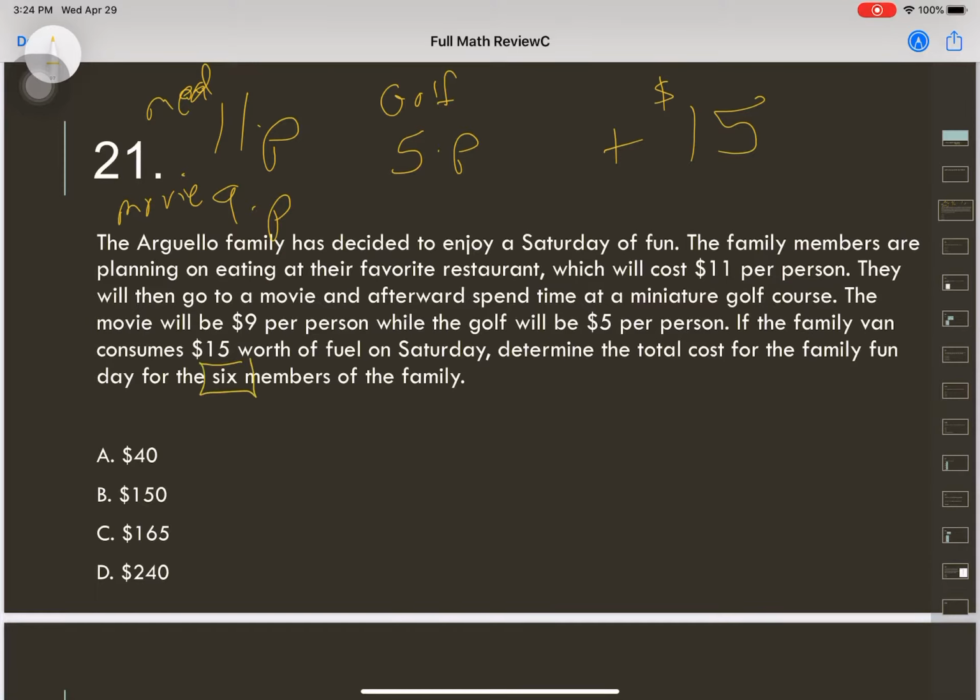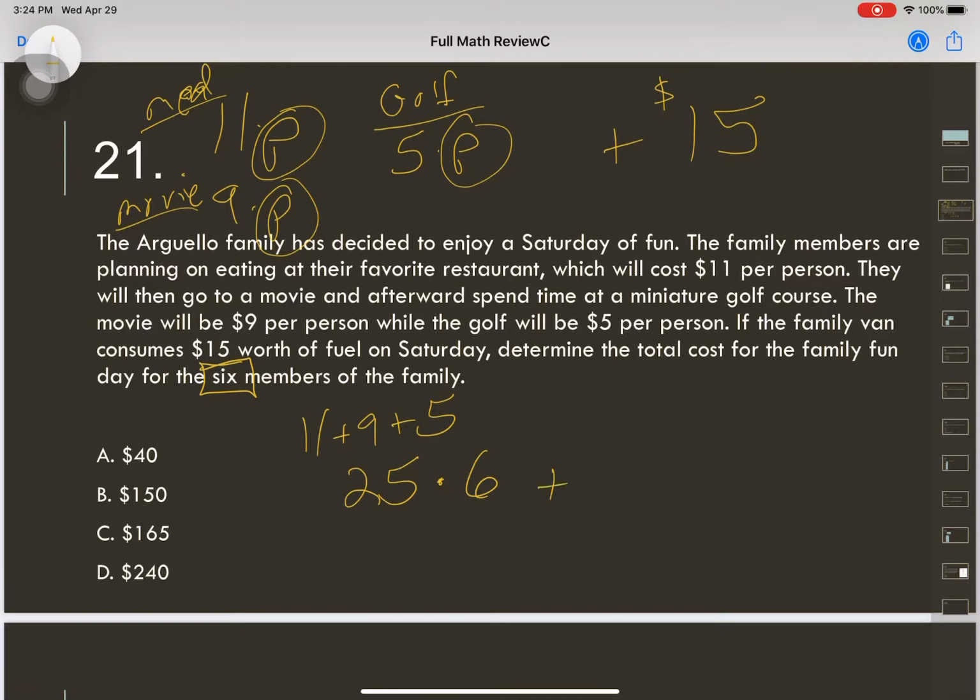Notice again, they wrote the word 6 and did not put in the number 6. So there are 2 ways to do this. You can put a 6 here, and a 6 here, and a 6 here, or because you know everybody's going to eat, everybody's going to the movies, and everybody's going golfing, you could say 11 plus the 9 for the movies plus the 5. 11 and 9 is 20, and 5 more makes 25. And then that times 6.